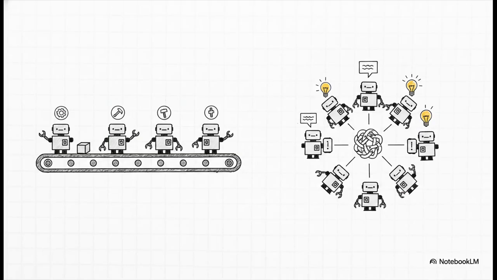And this just nails it. The strategic decision here isn't just about the technology. It's about matching the team structure to the business task at hand, right? You wouldn't use an assembly line for creative strategy, and you wouldn't use a brainstorming team for a simple repetitive workflow. Well, the exact same logic applies to your digital workforce.